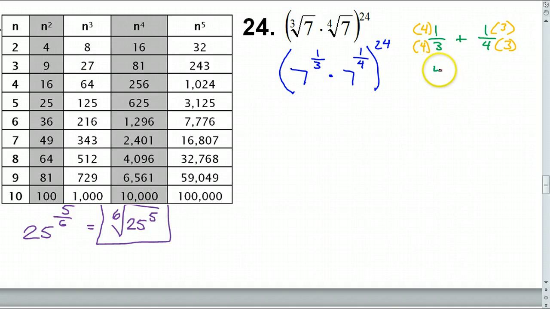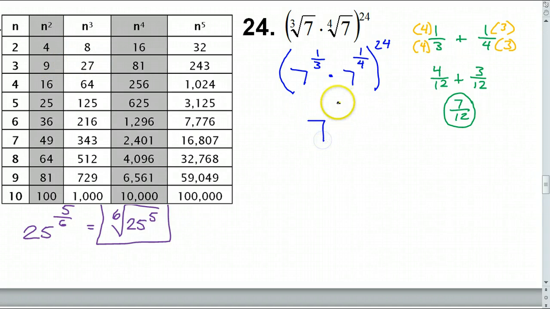So that is why we will have 4/12 plus 3/12, which is 7/12. Okay, so that's what is going to happen to these exponents. So that is why I will have 7 to the 7/12 power. Now this entire thing is being raised to the 24th power.